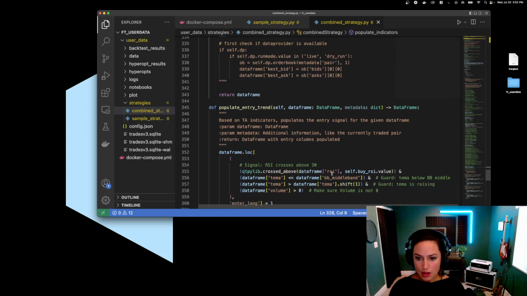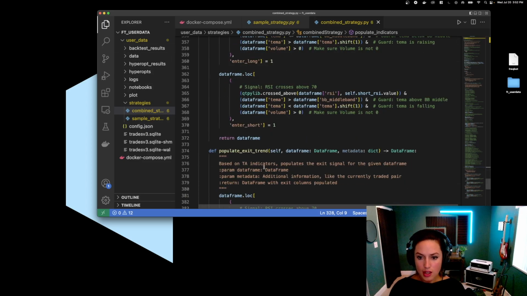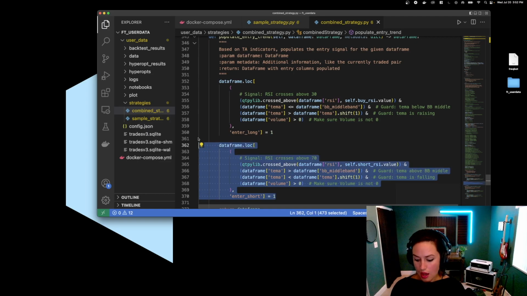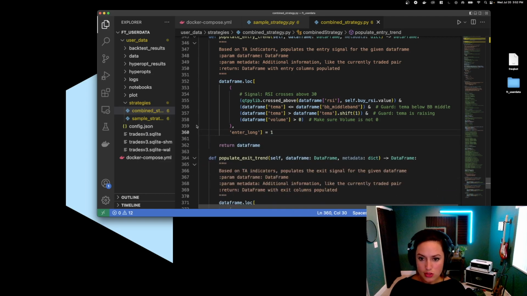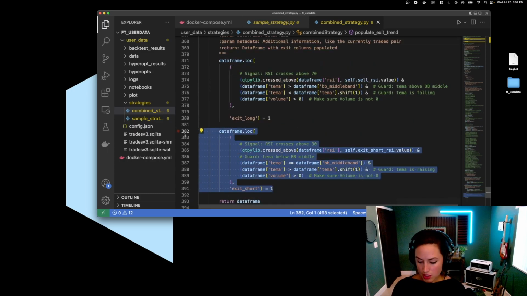Okay, scrolling down to the populate entry trend and populate exit trend. These are the functions where you're going to define the conditions, the trading signals that you need to satisfy to buy and sell currency pairs. So the first is enter long, the second is enter short. I'm not interested in shorting, so I'm just going to keep the enter long. And I'm also going to delete the exit short.